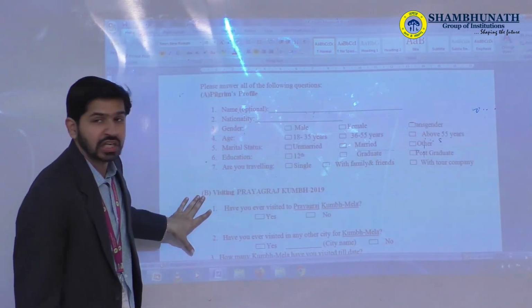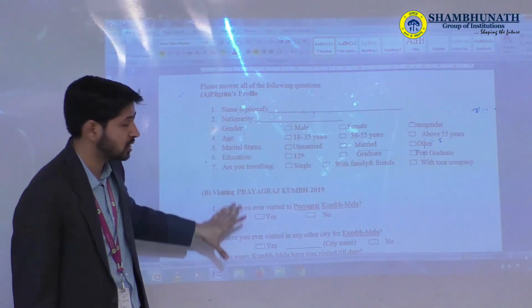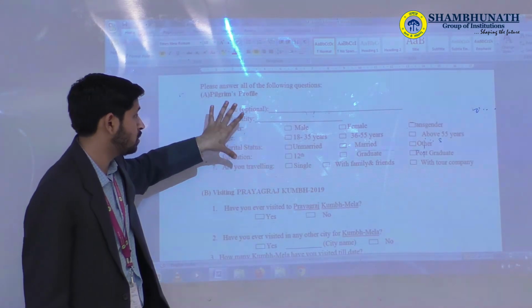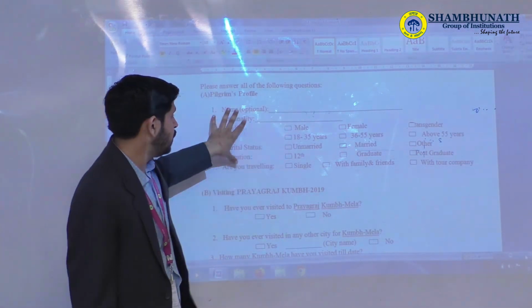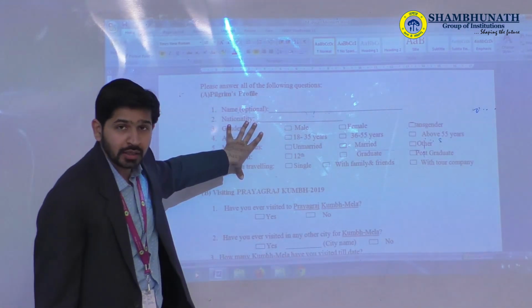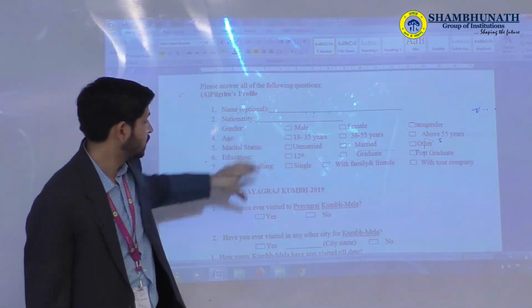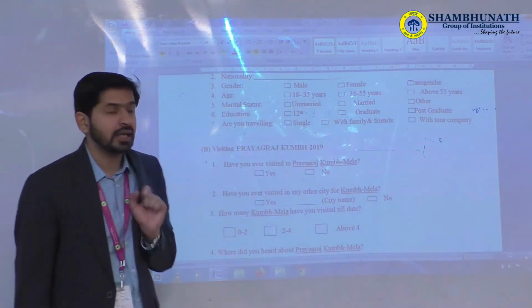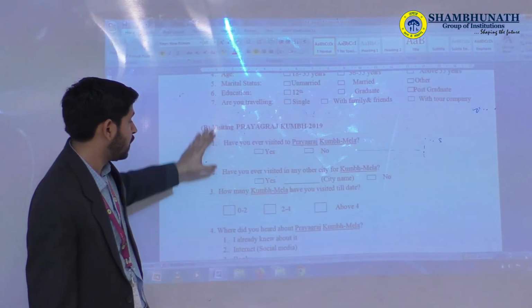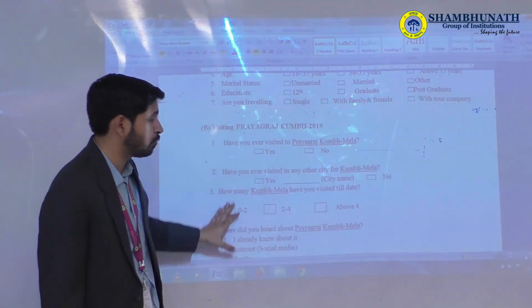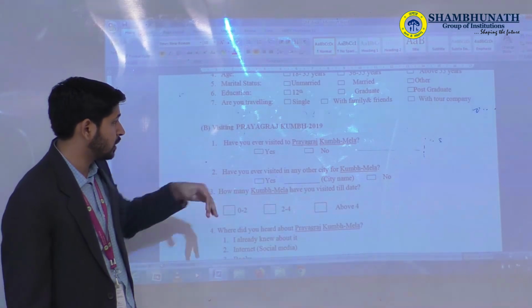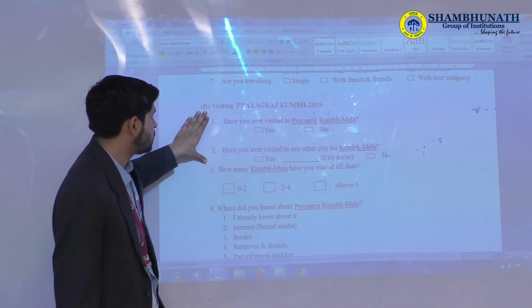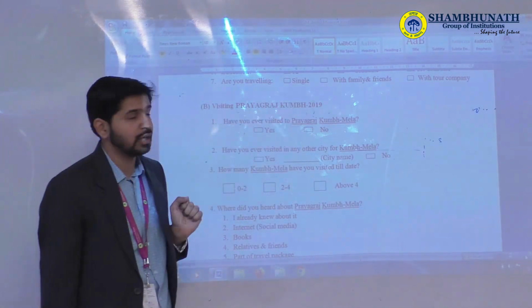Now then comes the B section. What is the B section? It is different from the A section, because in the A section we use information from the respondent, the respondent's information. Then comes visiting Prayagraj 2019. There are certain questions here, but these are questions which we cannot use for the analysis. Later we have the questions which we use for the analysis. So the B section is visiting Prayagraj 2019.